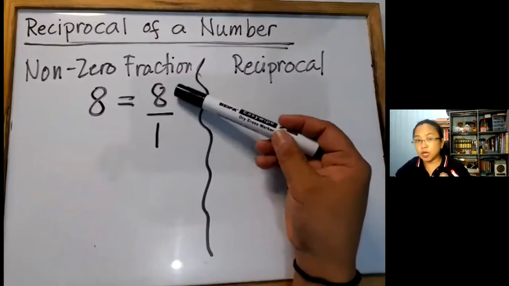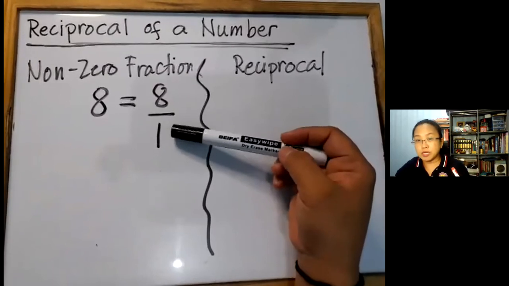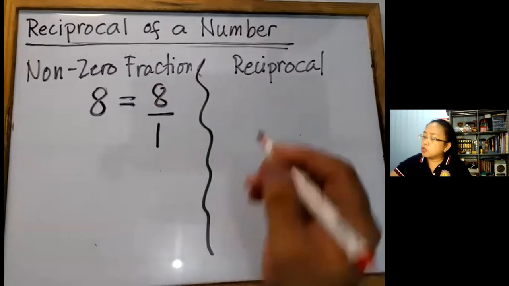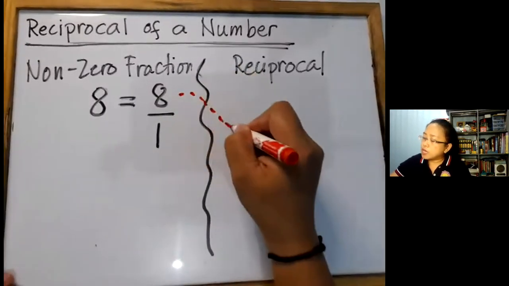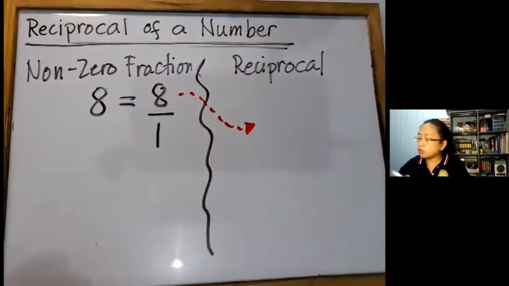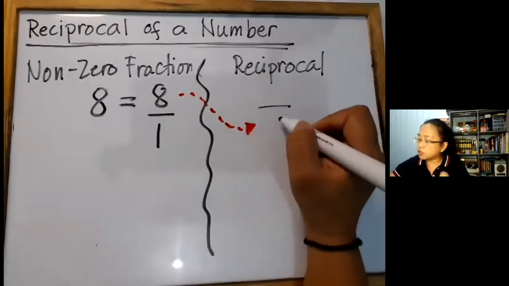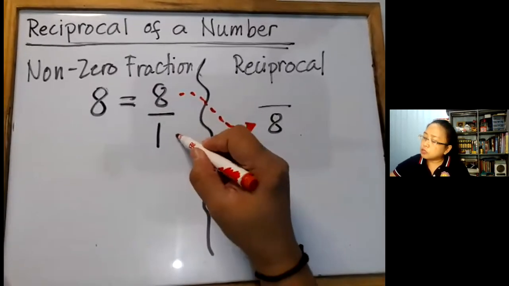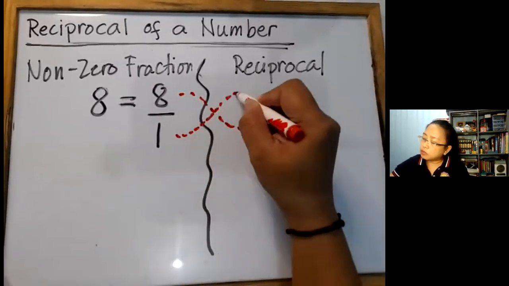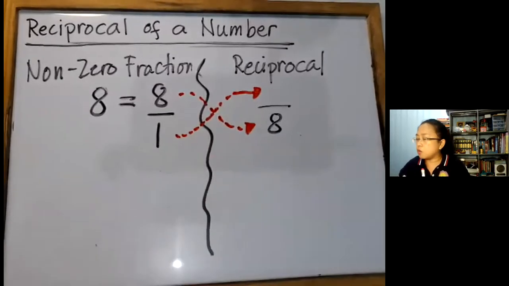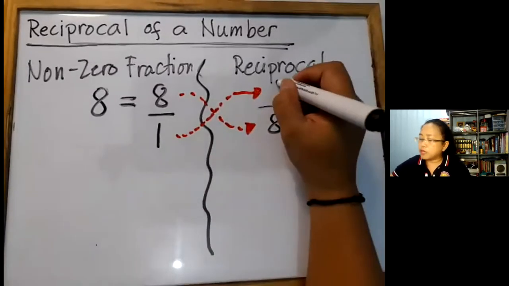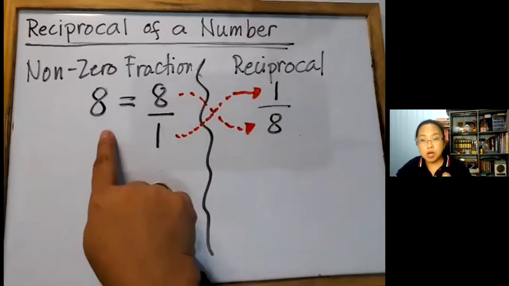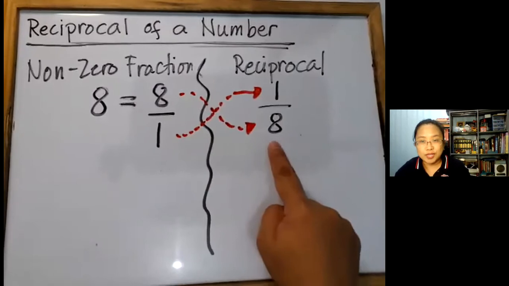So since meron na tayong numerator at saka denominator, we can now get the reciprocal of the given number 8. Okay? So change places lang sila. 8 sa numerator will become a denominator. So it is below the fraction bar. And then, yung denominator 1 natin will go up to become our numerator. So, ano ngayon ang reciprocal ng 8? Ang reciprocal ng 8 is 1 over 8.